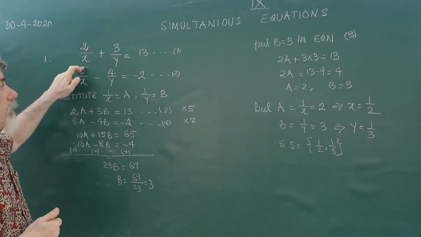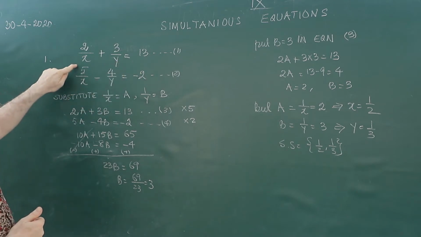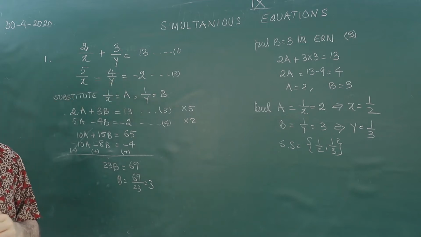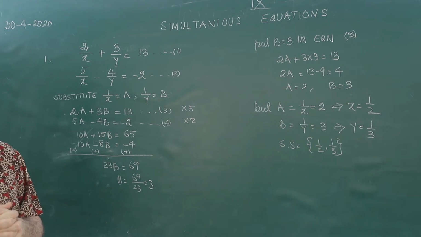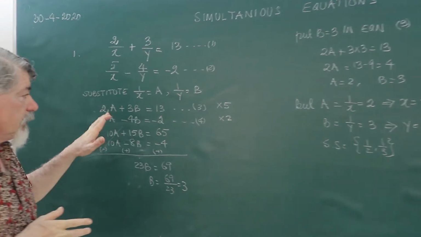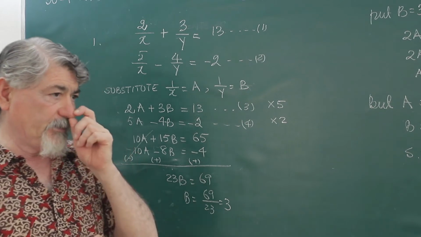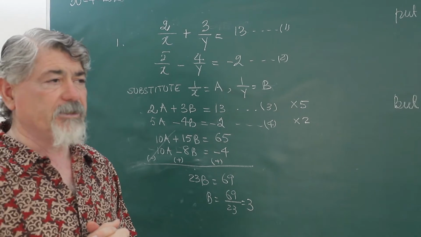2 upon x plus 3 upon y is equal to 13. 5 upon x minus 4 upon y is equal to minus 2. These are the equations given to us, and we are supposed to find the value of x and y. Mostly I would be using the method of elimination in this. You can use any method, but I will be using the method of elimination.